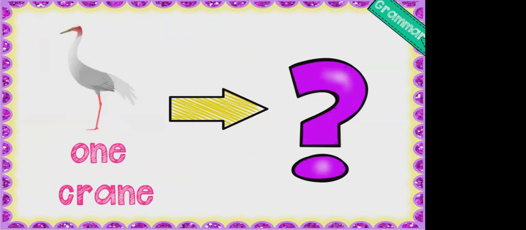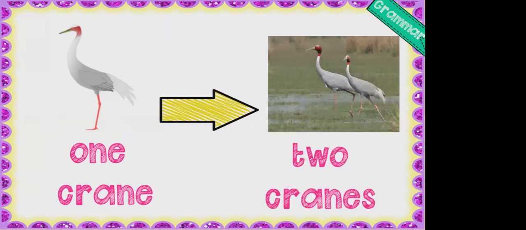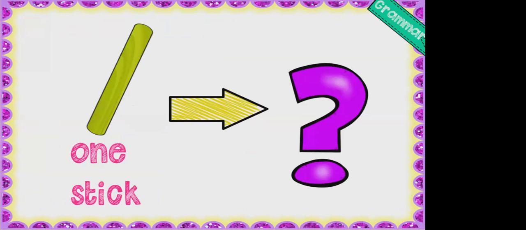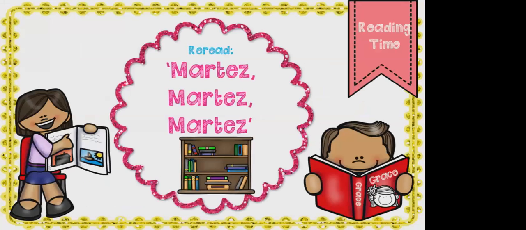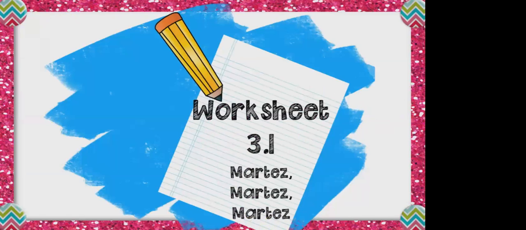Oh, I see somebody in the back raising their hand. What is it? 2 cranes. What did I add? An S. Great job. 1 stick. It becomes 2 sticks. What did I add? An S. Great. All right, we're going to reread Martez, Martez, Martez. And then we're going to do our worksheet 3.1.